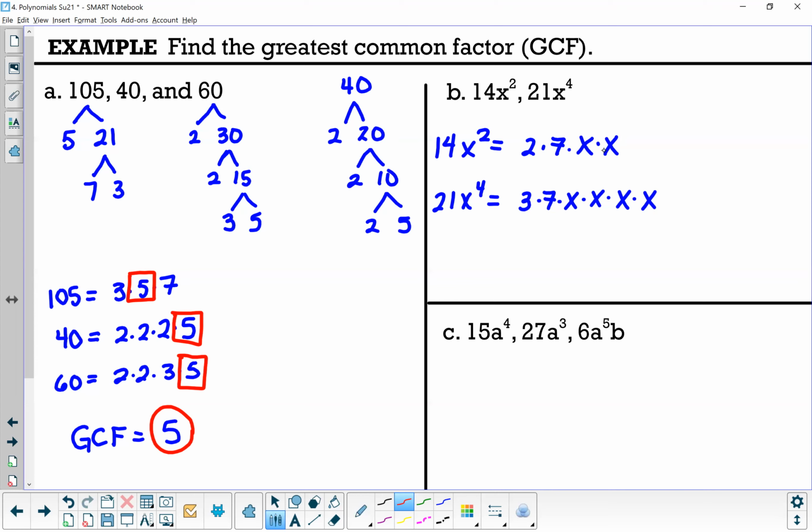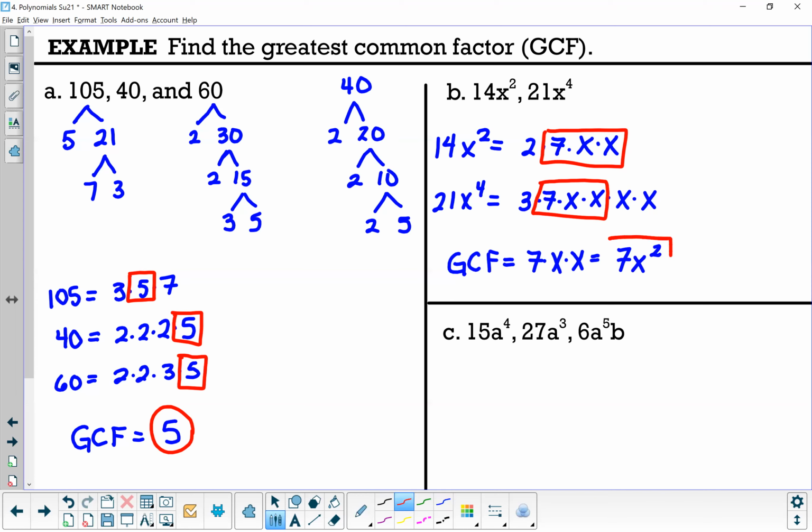So now what is in common? Well, there's a 2 for 14x squared, but not for 21x to the 4th. So that's not common. But it has a 7 and 2 factors of x. Now what about 21x to the 4th? It has a 7 and 4 factors of x. So what is in common will be 1 factor of 7 and 2 factors of x. That is what they have in common. So our GCF is 7 times x times x, or in other words, we can simplify it to 7x squared. That's our greatest common factor.